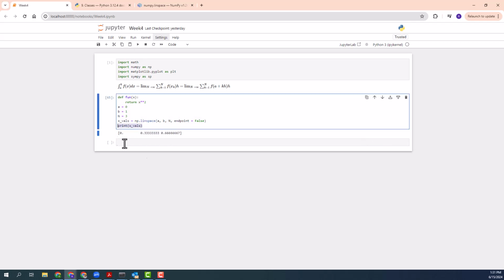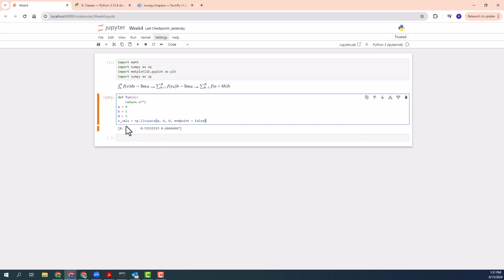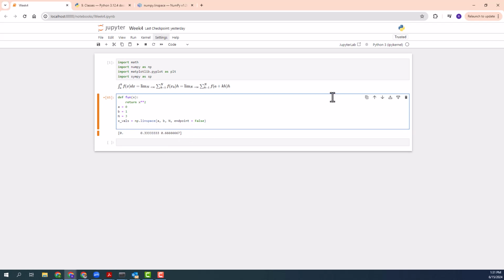Okay, so now x_vals is going to be a set of x values. These are the sample points. And what we're going to do is evaluate the function at each one of those sample points. That corresponds to this f of x_k. We're going to multiply by the width of the rectangles, which is just the distance between each point, which is going to be our h value, and then we're going to add them all up.